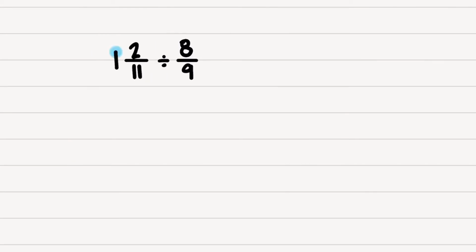Looking at the last example, I can see that I have a mixed fraction, so I'm going to change that mixed fraction into an improper fraction first. So 1 times 11 is 11 plus 2 is 13 over the original denominator, which is 11, divided by 8 over 9.